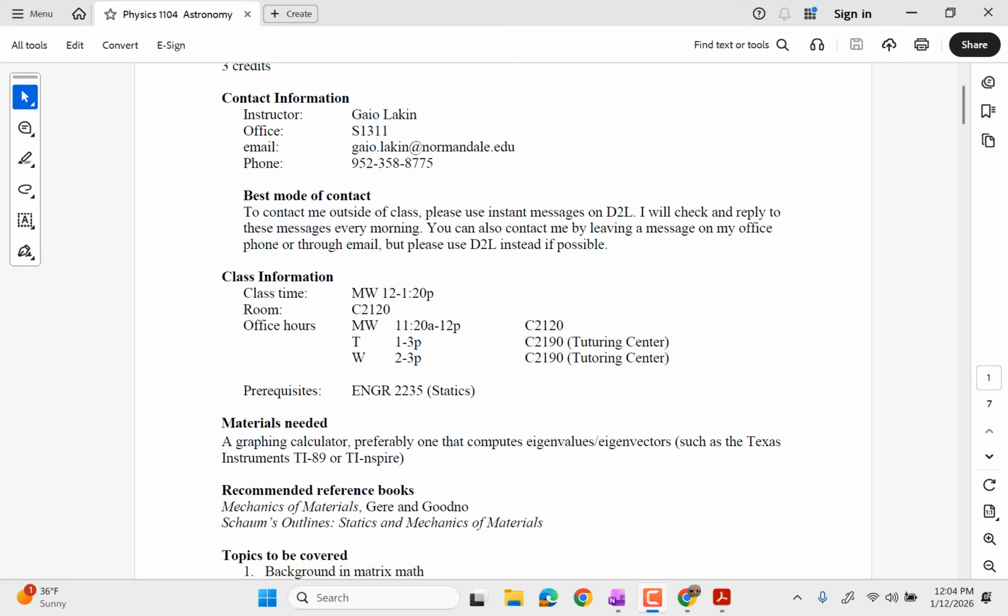Here is the class information. My office hours: I'm in here for the 40 minutes between my two classes. So if you have a chance to come early, I can always answer questions before class. My other office hours are in the tutoring center. The room number is given there. It's just around the corner from here, and it's Tuesdays from 1 to 3, Wednesdays from 2 to 3. If that schedule doesn't work for you and you want to talk, I can always do Zoom meetings or whatever.